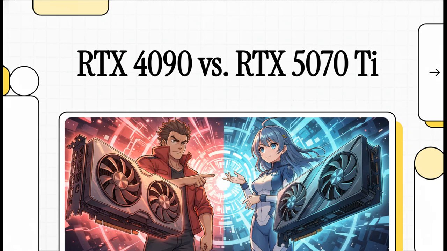So you're building a new AI workstation, and you've got a big decision to make. For a while now, the RTX 4090 has been the undisputed king for local AI. But now, the brand new RTX 5070 Ti has arrived, and it's a very serious contender. So which one is actually the right call for you? Well, let's break it all down.